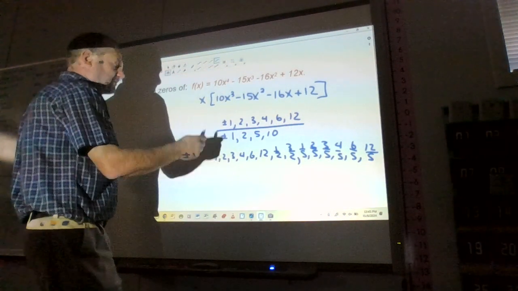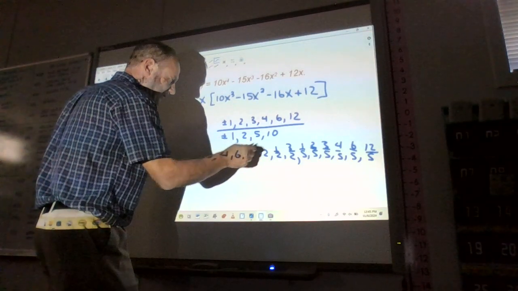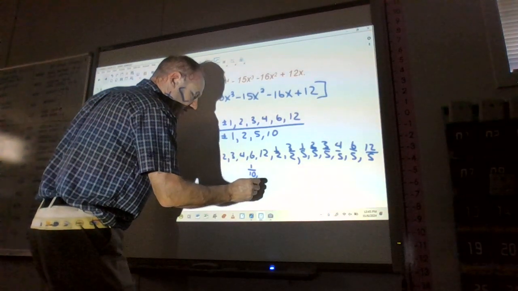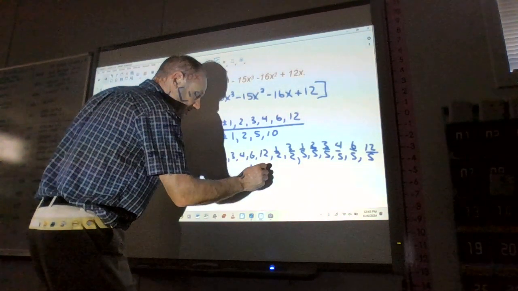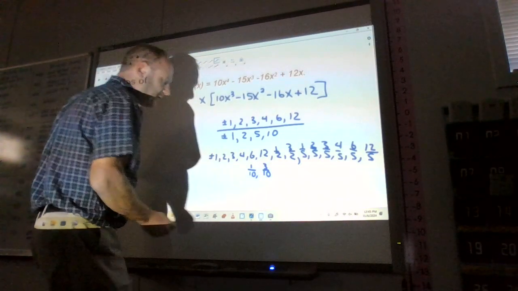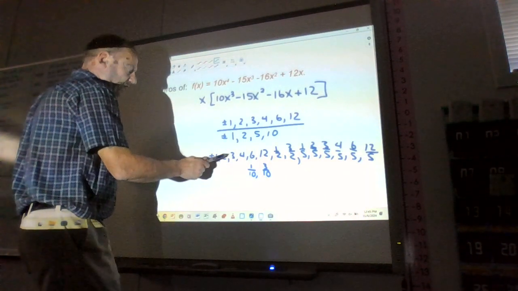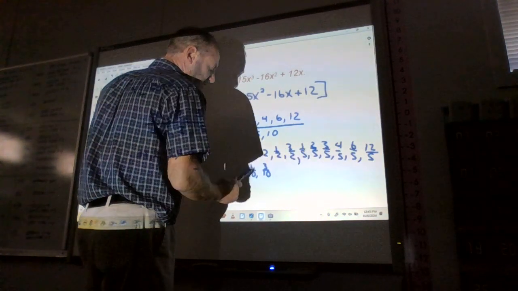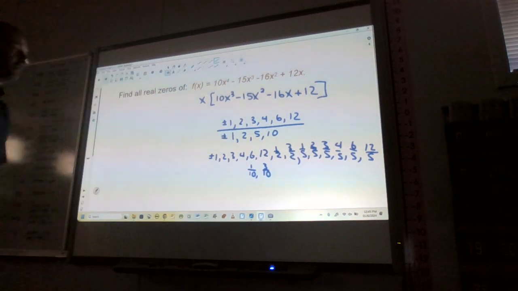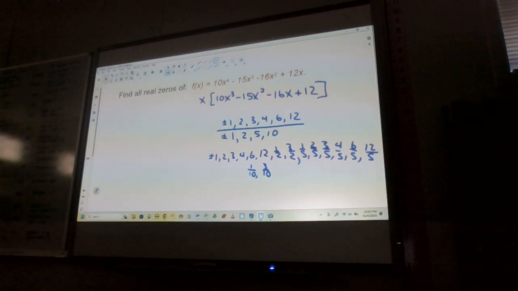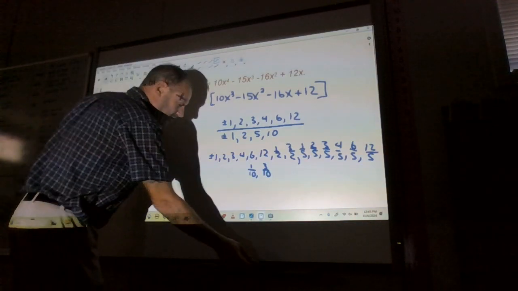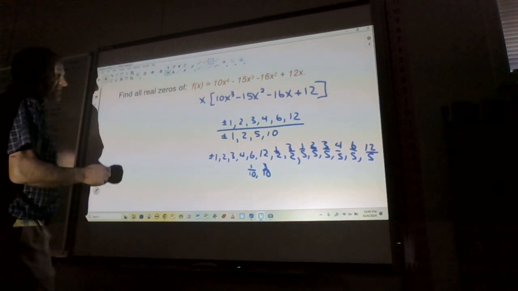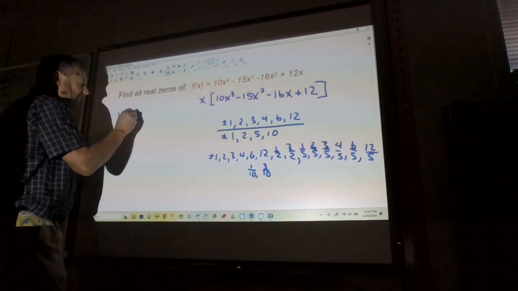And then I can divide all those by 10. Well, I'm only going to get 2 new ones out of that. I'm going to get 1/10 and 3/10. All the rest will be repeats. So what? 2, 4, 6, 8, 10, 12, 14, 16, 18, 20, 22, 24, 26, 28, 32. 32 possible rational solutions. Not at all fun. Okay, so I could try some synthetic division there to find some of them.